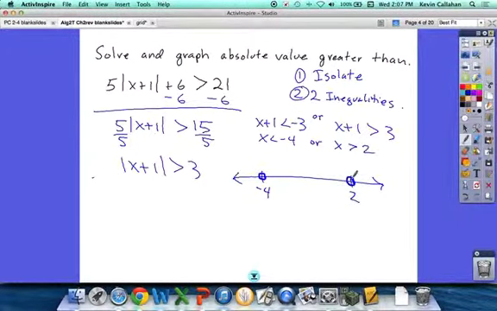Okay, where's the shading go? For x greater than 2, right? Just think the x is the shading, okay? The shading is greater than. On a number line, where's greater than? To the right. So the shading is to the right of 2. And for the x less than negative 4, the shading is less than, which is to the left of negative 4. Okay, so that's the graph.